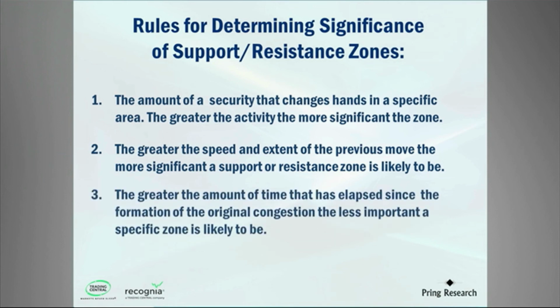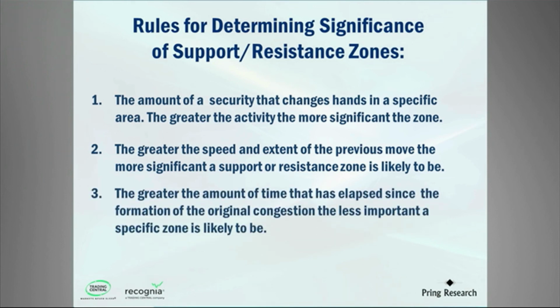3. The greater the amount of time that's elapsed since the formation of the original congestion, the less important a specific zone is likely to be. A supply which is 6 months old has greater potency than one established 10 or 20 years previously. Even so, it's almost uncanny how support and resistance levels repeat their effectiveness time and time again, even when separated by many years.